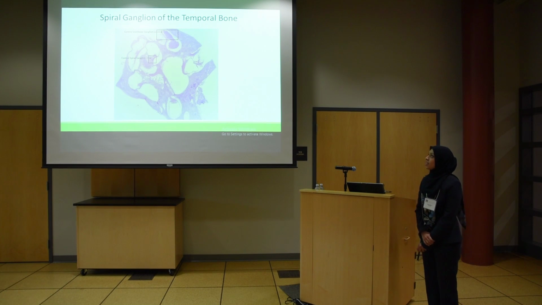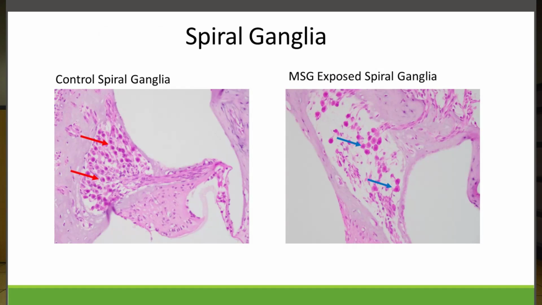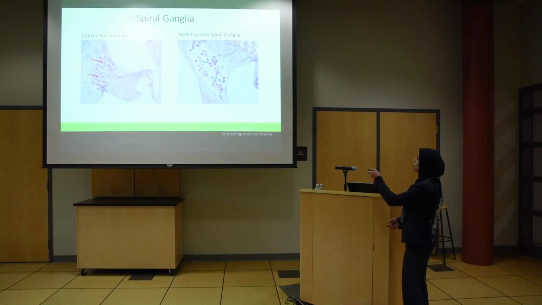So this image right here is just a cross-sectional area of the temporal bone. So this temporal bone is what houses the cochlea, and within the cochlea are these spiral ganglia that we were looking at. And this is an image of the control spiral ganglia. As you can see, these red arrows are pointing to the spiral ganglion neurons. You can see that there are a lot of them. They're dense, they're compact, and you can even see their axonal projections right here. Now, after MSG exposure, you see that there are a lot less neurons there. You can also see that there are fewer axonal projections.